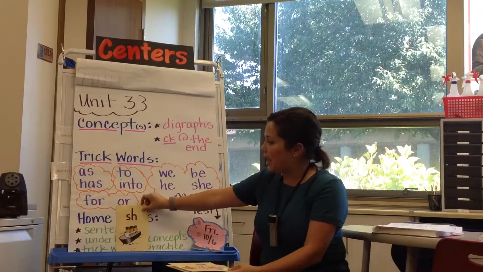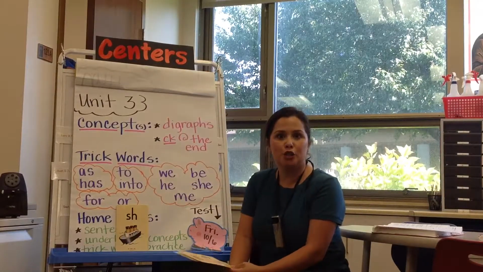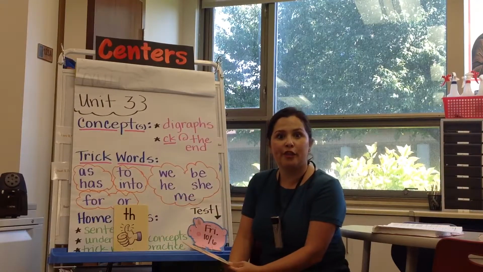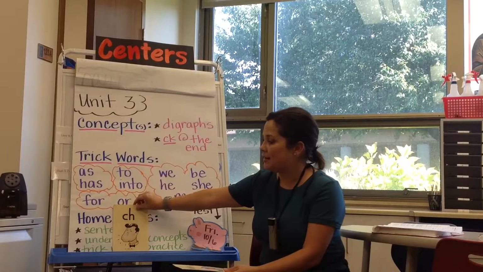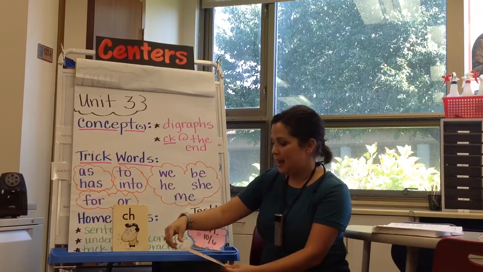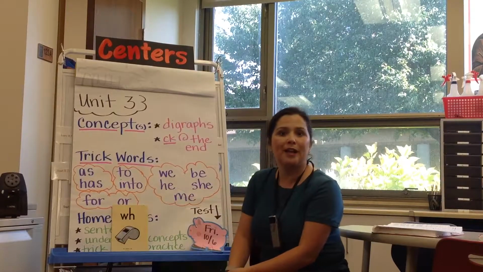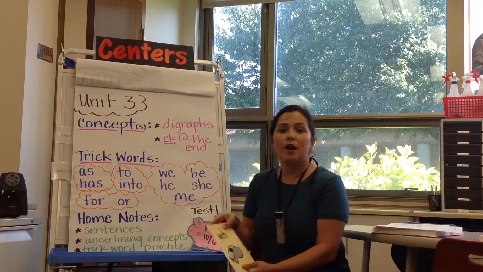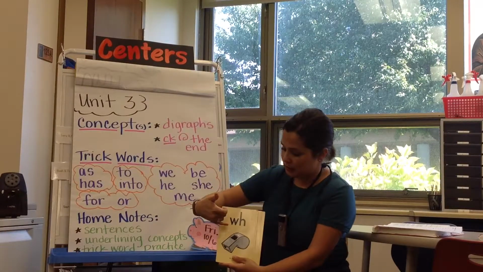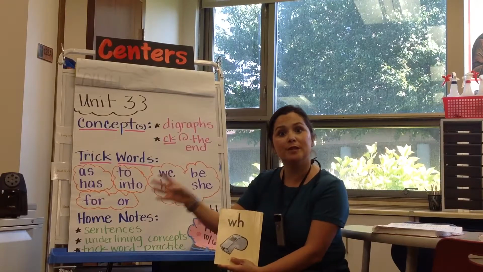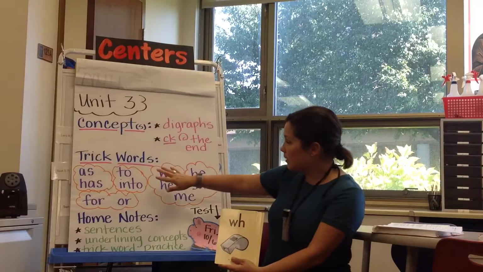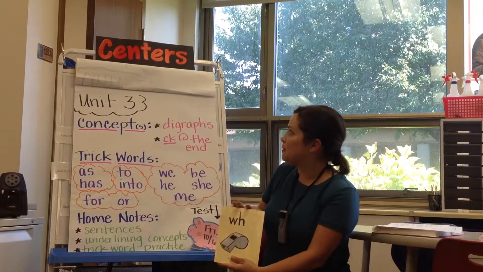We also have SH, ship, sh. We have TH, thumb. We have CH, chin, ch. And then lastly, we have WH, whistle, wah. And all of these, again, are shown underlined with just these 2 letters to show that they're 2 separate letters, but when they form together, they make one sound. So those are our 2 concepts for Unit 3.